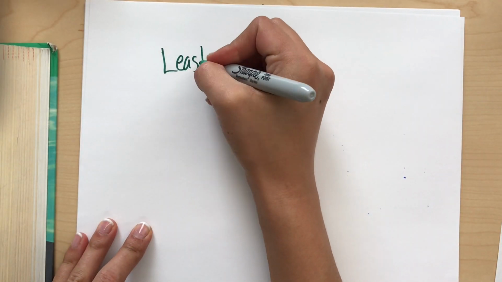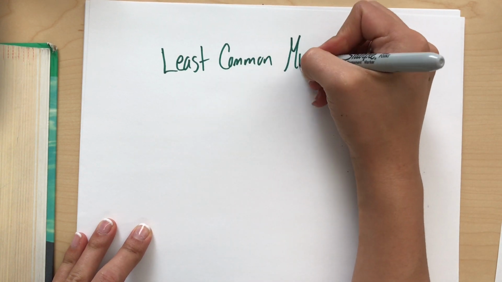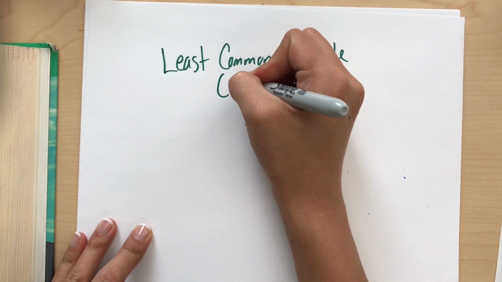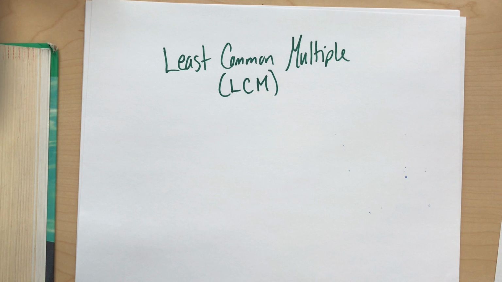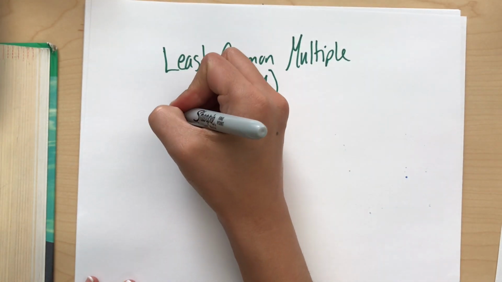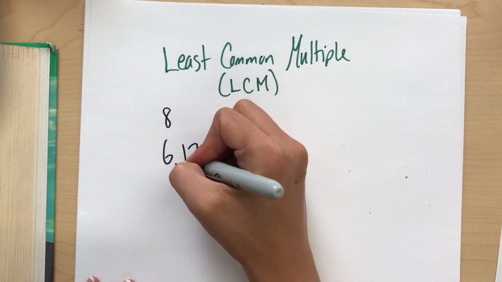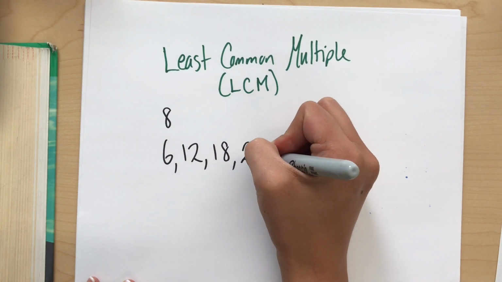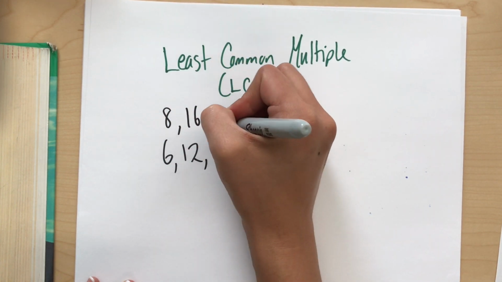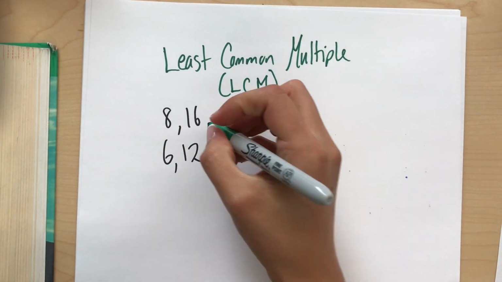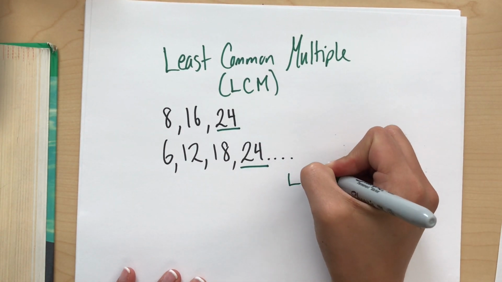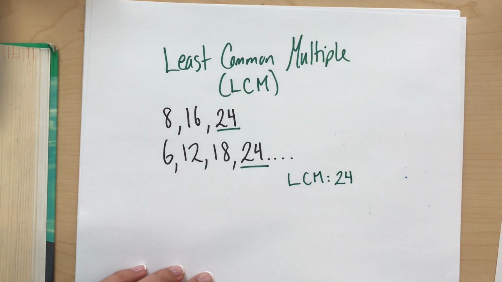Now we're going to talk about the least common multiple. Suppose you're counting by numbers. The least common multiple is the first number that two different things have in common. Let's say 8 and 6. Let's say I'm counting by 6s. I get 6, 12, 18, 24. And then if I count by 8s, I get 8, 16, 24. The first number that they have in common is 24. So that's their least common multiple.